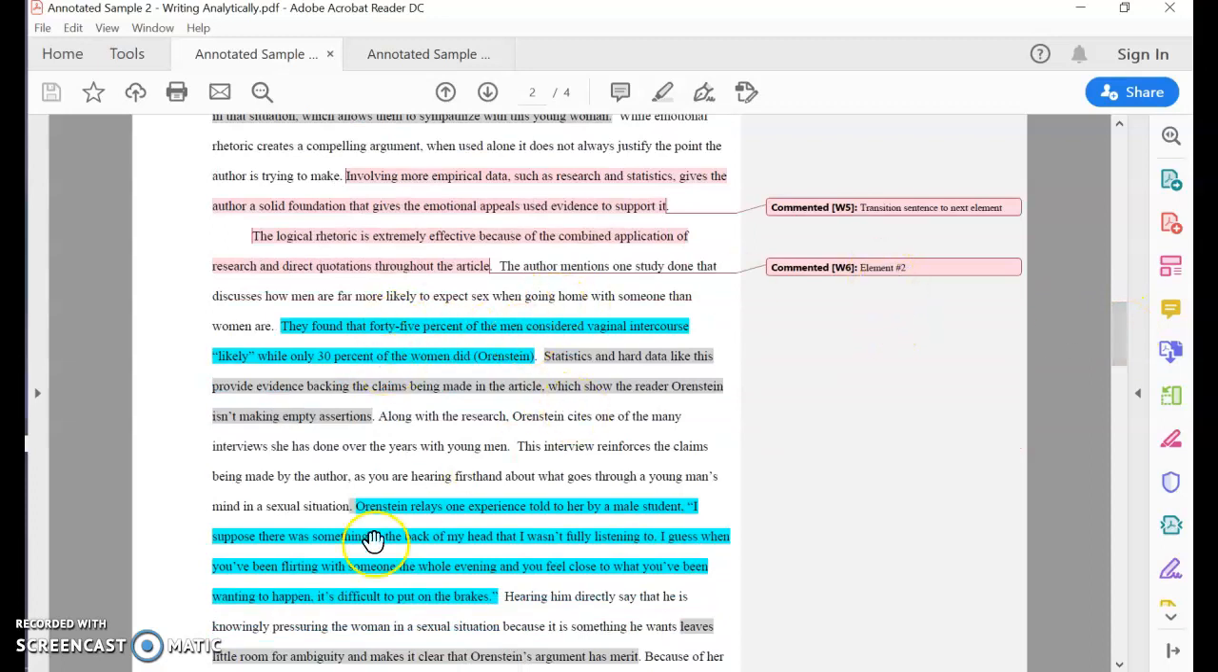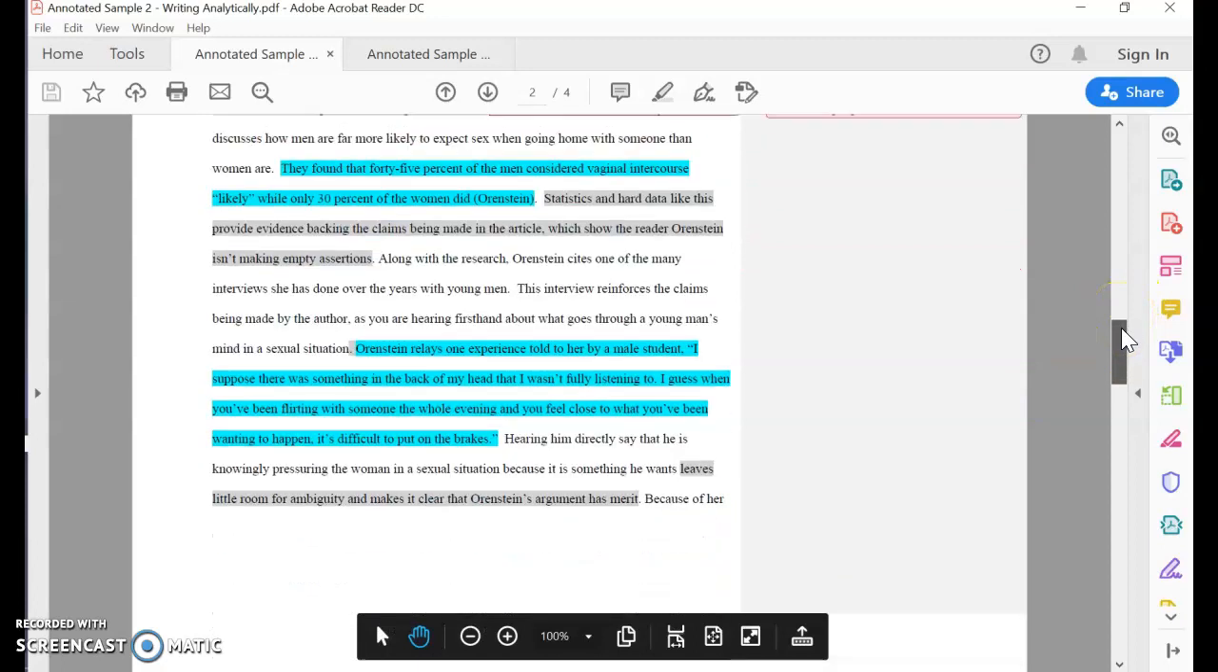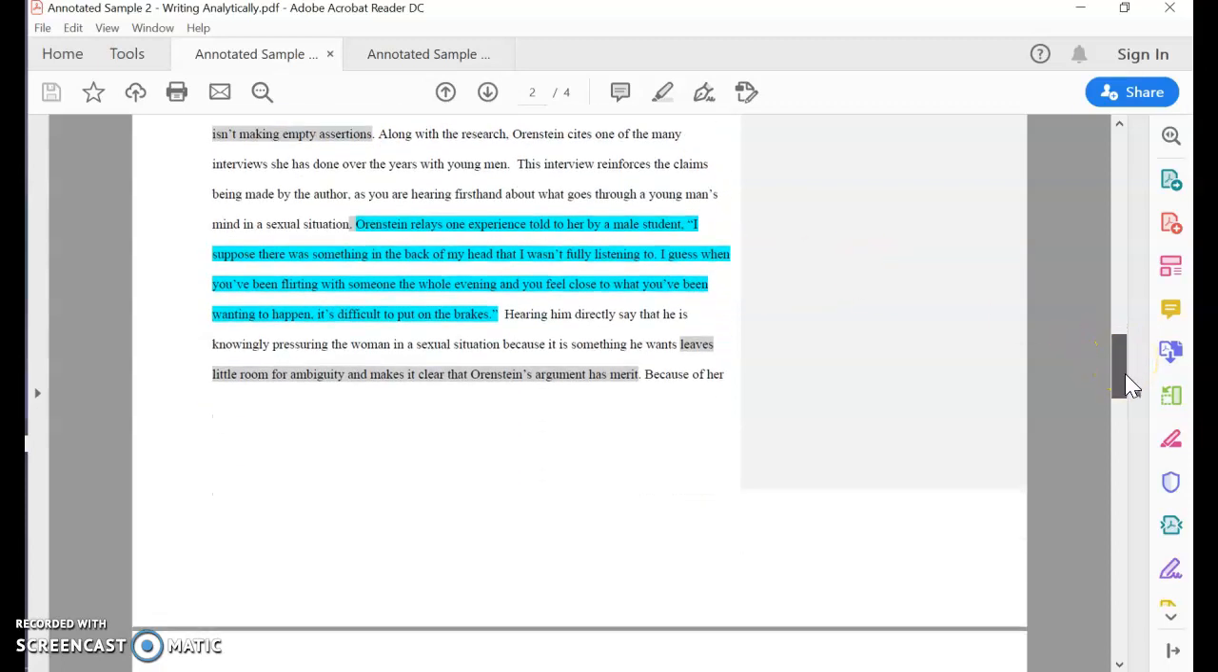Second element, same format. I'm not going to spend too much time on it because both copies of these will be available on Canvas if you want to go back through. But you can see you have that tight relationship between evidence from the text and then how you break it down, and the language by which you break it down.